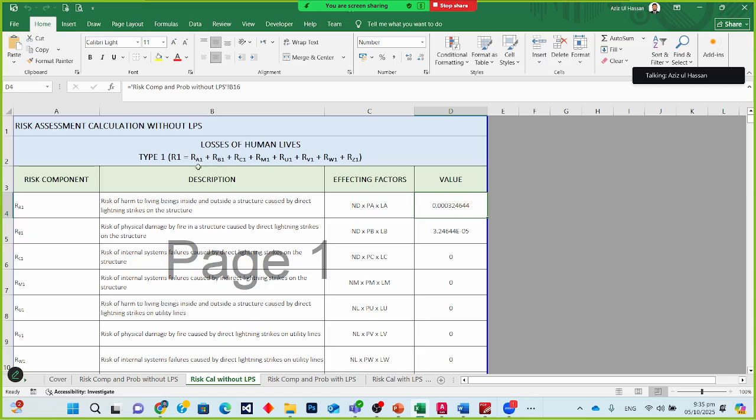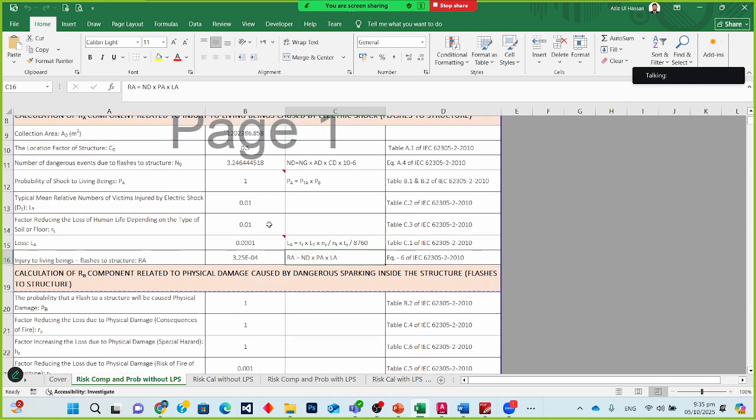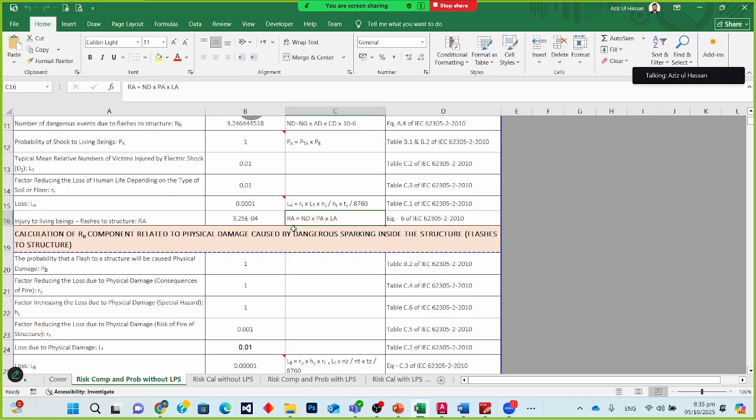So how do we calculate this risk RA, RB, RC, RM? For that we need this formula: RA is equal to ND, PA, and LA. Basically, ND is the number of dangerous events per annum, how many dangerous events of lightning are available per annum. PA is the probability of that chance, and L is the loss.